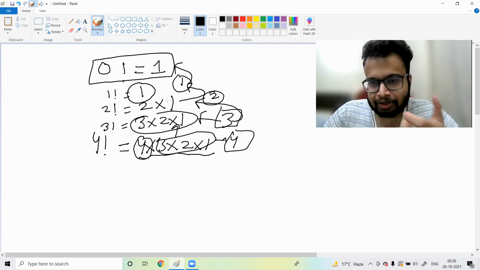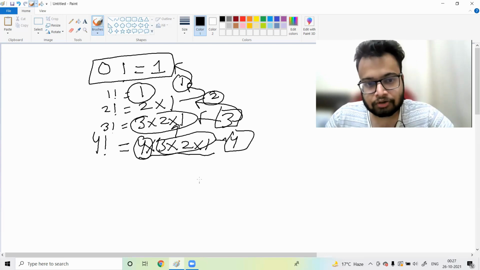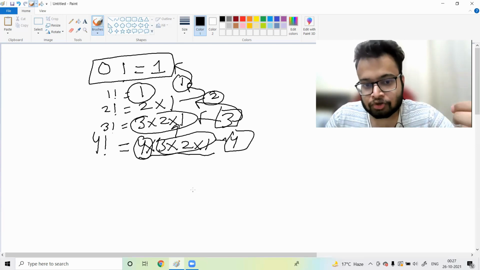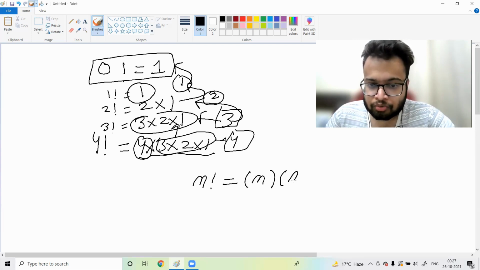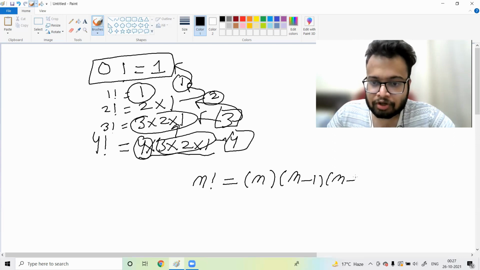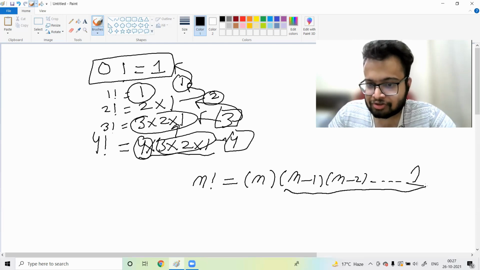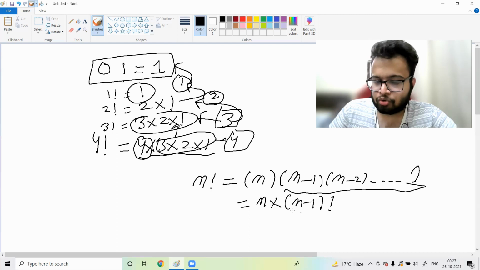Now coming to the little mathematical part of it, why this is working. This is just a small example which I have taken. If I talk in terms of n, I know that n factorial is equal to n into n minus 1 into n minus 2 and so on up till 1, right? And this term, if I see, this is n into n minus 1 factorial. I can write this as n minus 1 factorial. Now n factorial equal to n into n minus 1 factorial.